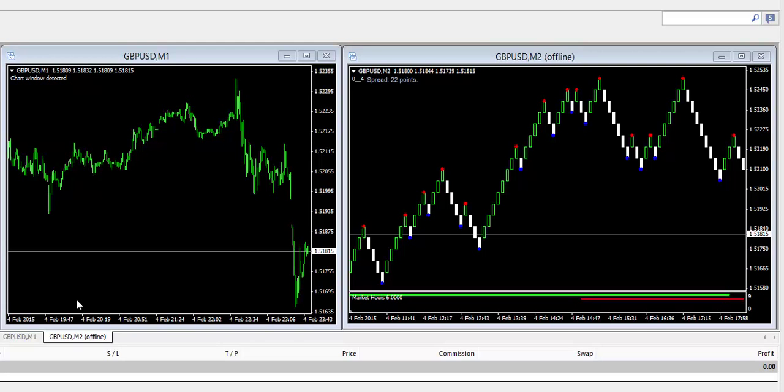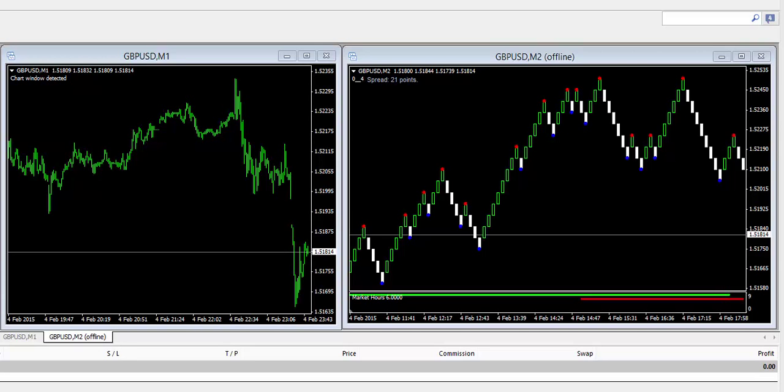We are using one of the basic HyperFX zigzag indicators today, and in my previous videos, this is an indicator that draws the basic support and resistance levels identified by the blue dots, which are support levels, and the red dots, which are the resistance levels.